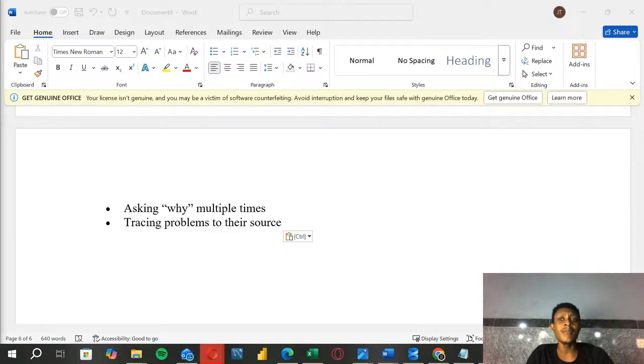Two, business understanding. Know how the department works. You should understand how the department works. Understand KPIs and workflows. Please, you must note all these skills.